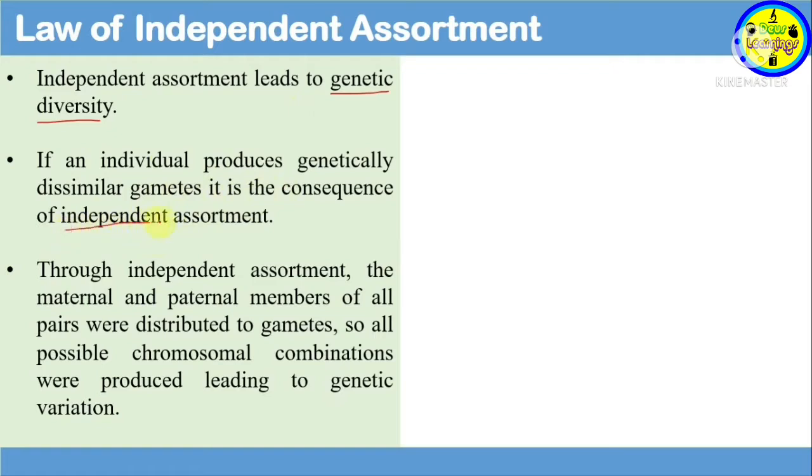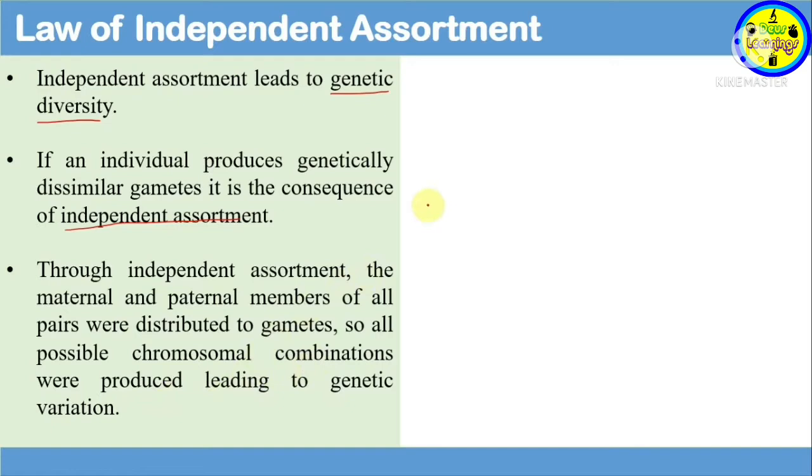As I told you, different characters assembled in the different gametes is only because of the independent assortment. That means one character is not dependent upon the other character. Through independent assortment, the maternal and paternal members of all pairs were distributed to gametes. So all possible chromosomal combinations were produced, leading to genetic variation.